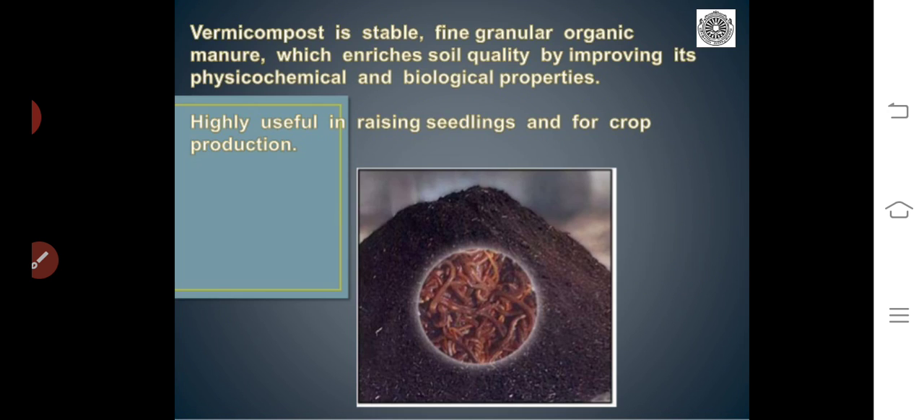Vermicompost is stable, fine granular organic manure which enriches soil quality by improving its physico-chemical and biological properties. It is highly useful in raising seedlings and for crop production. So in this picture you can see this is the organic manure that is being produced, what is called vermicompost.